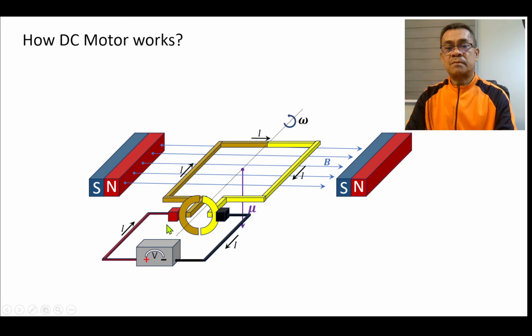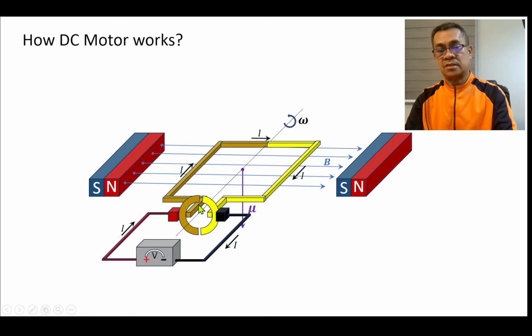Take note, this is a power supply. If we have this power supply, then the current will flow towards the brush because the brush is a conductor. Then it travels here. Take note, this is a semicircle, so there is no contact of the gold in this part with the yellow. Therefore the current flows here, then continues to flow, the same current, then moves out and goes back to the source.